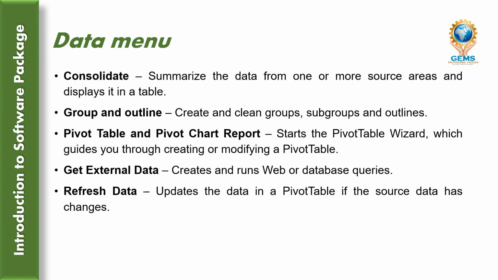Data menu, in which we are going to see the option Consolidate. Consolidate is nothing but summarizing the data from one or more source areas and displaying it in a table. Group and Outline is used to create and clear groups, subgroups, and outlines.